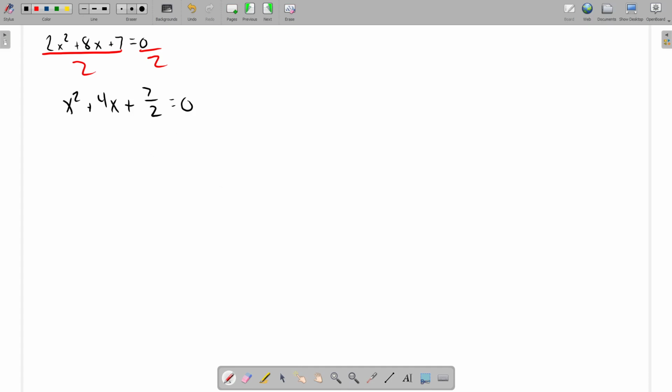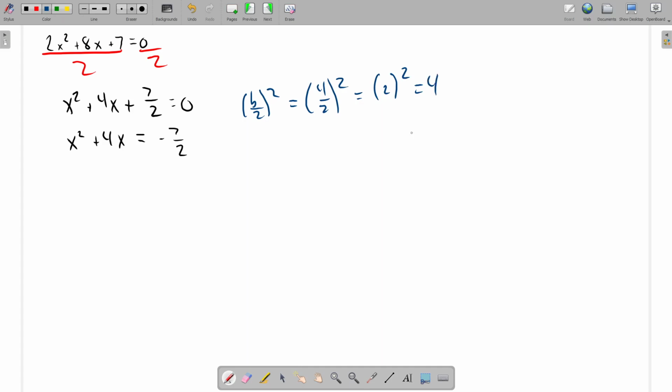The next step was to move c over to the other side. And then we take our b divided by 2 and we square it to get that magic number that we're going to add to both sides of the equation and end up with that perfect square trinomial. So 4 divided by 2 squared is 2 squared, or 4. So I'm adding 4 to both sides of this equation.